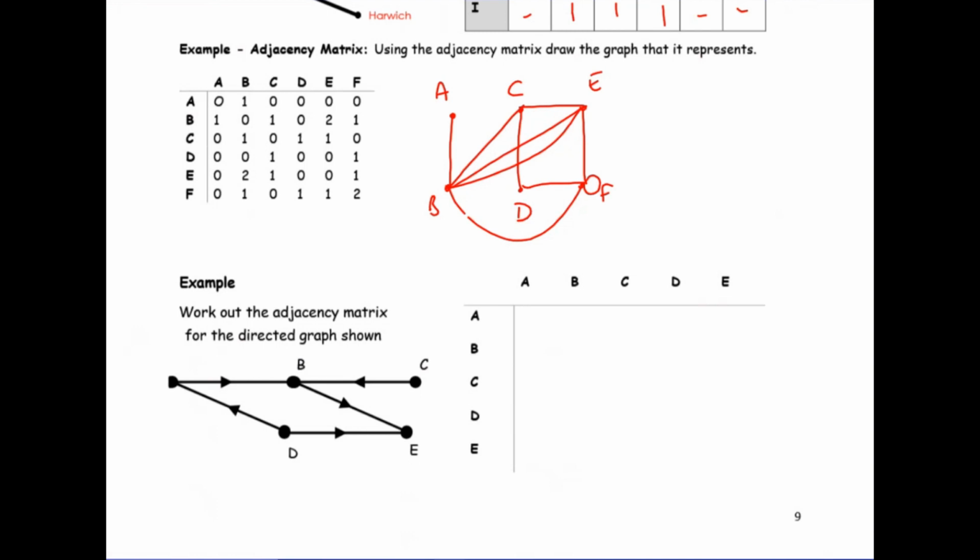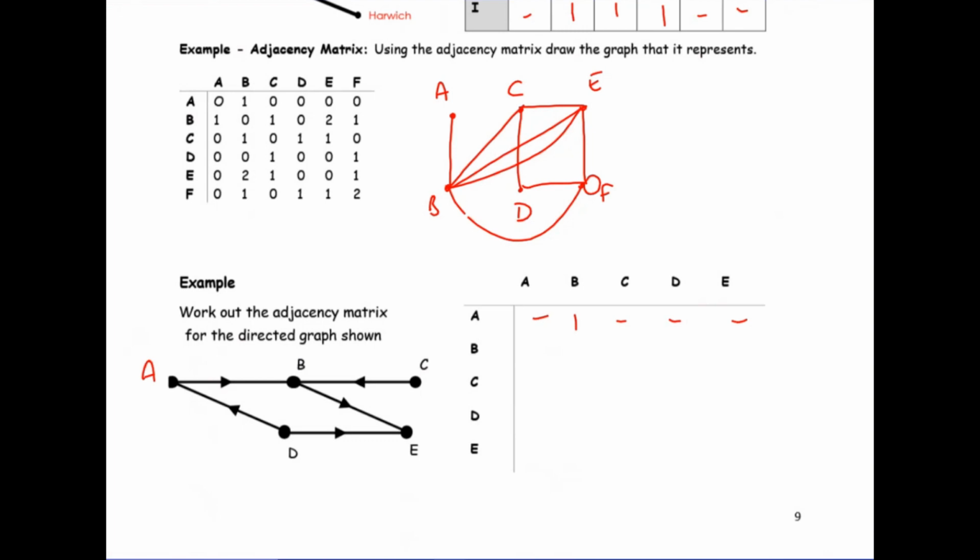Now, so far, notice that these have been symmetrical down the diagonal because this hasn't been a directed graph. But if it is a directed graph, then your matrix will no longer be symmetrical. So for this one, we just have a connection between A and B. Even though there's a line from D, it's going the wrong way. So just put 1 in A to B.